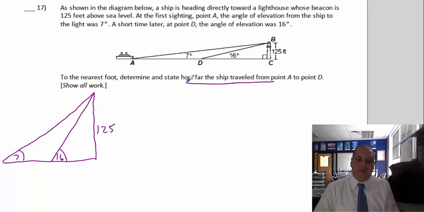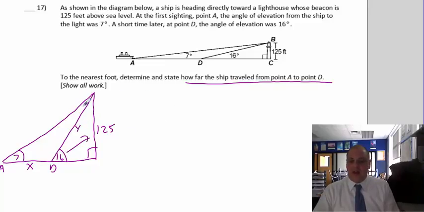How far has the ship traveled from point A to point D? So here's A and here's D. So we're trying to find this guy right there. So that's our ultimate answer. All we know is this side. So we got to work in this triangle first. Wherever you know a side, that's a triangle you got to work in first. We have the opposite of this angle here, and then I want to find this shared side. So I'm going to call this y. We're going to do opposite over hypotenuse. We're going to do sine of 16 equals opposite 125 over hypotenuse, which is y.